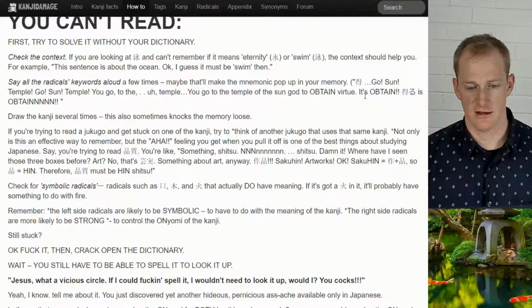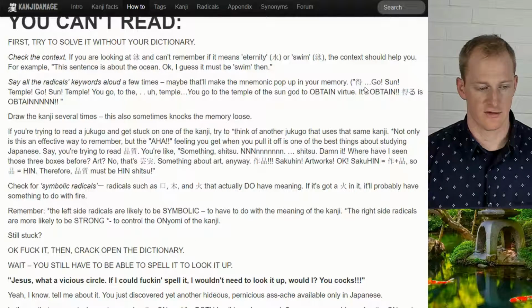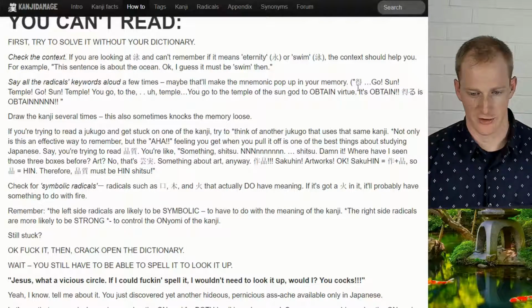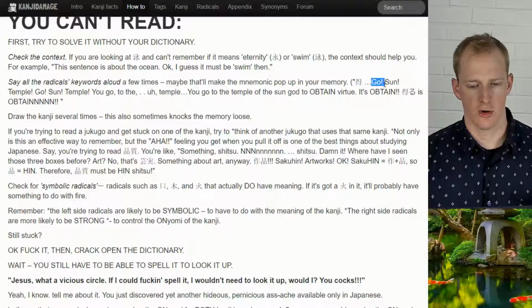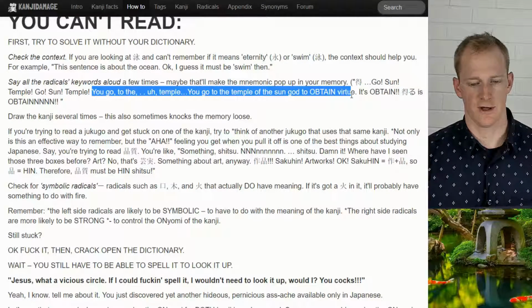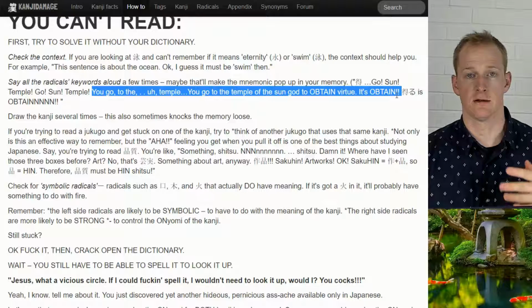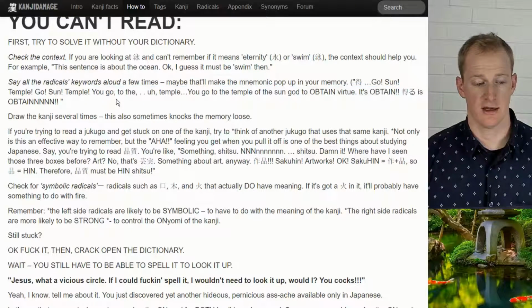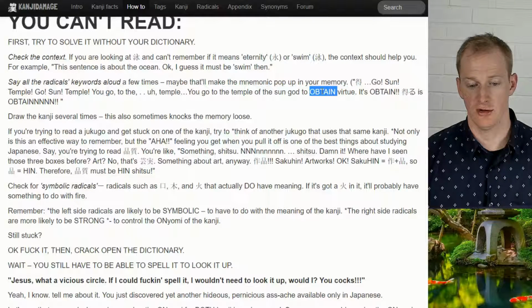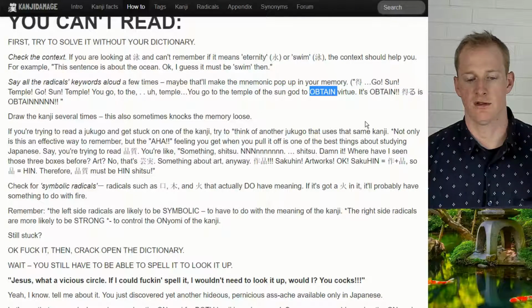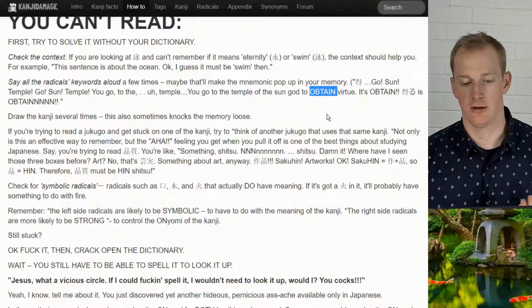And then we have sun on the top, and then this guy is temple, I believe, on the bottom, the temple radical. And so you kind of just read them all off. You go sun, temple, go, sun, temple. And then if you've already learnt the mnemonic from this website, it's this one. You go to the temple of the sun god to obtain virtue, and the obtain part is the meaning of the kanji, right?